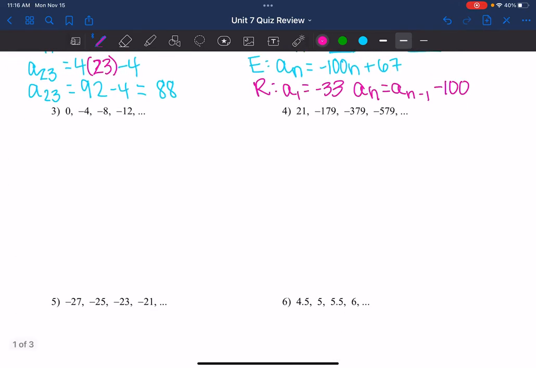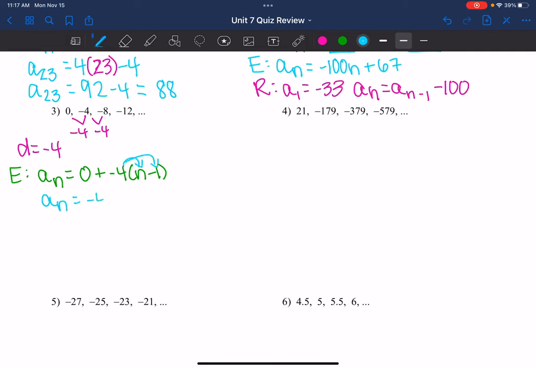So then we go on and we're looking at number 3 here. We've got a common difference of subtracting 4 each time. So my common difference is negative 4. And then to create my explicit, so I've got a sub n equals my first term, which is 0, plus my common difference, which is negative 4 times n minus 1. When I go ahead and I simplify that, I get a sub n equals, after I distribute that negative 4, it becomes negative 4n plus 4, because negative 4 times negative 1 is that positive 4.